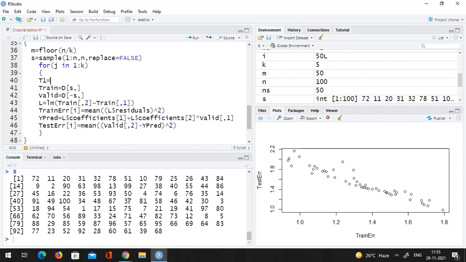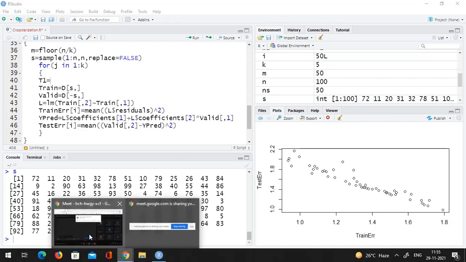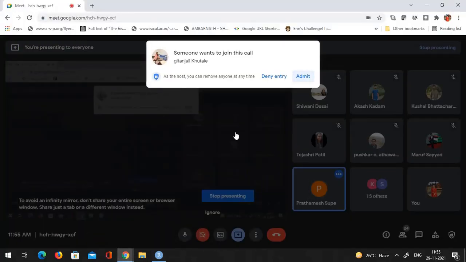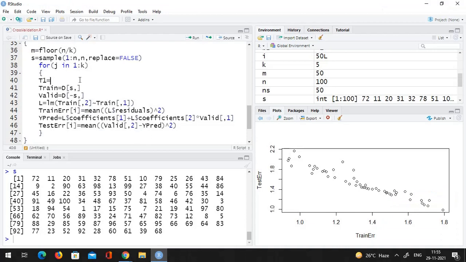I'm audible, right? Yes, ma'am, you're audible. Okay, so I have to pick those observations. So how do I pick that ith subset or jth subset here? J is 1 to k. So how do I pick the jth subset here?